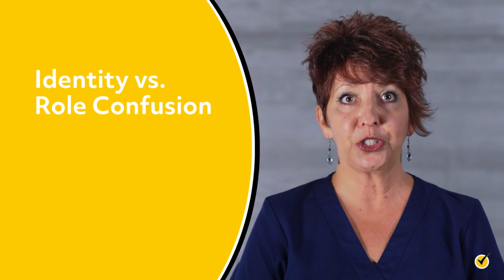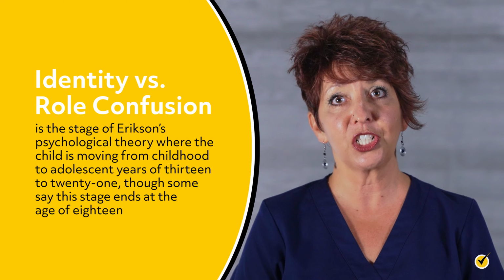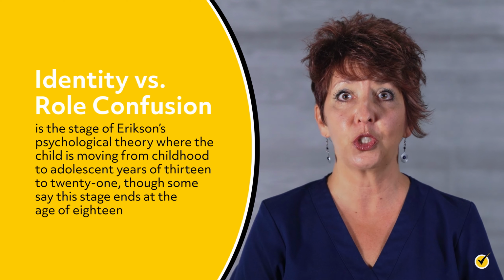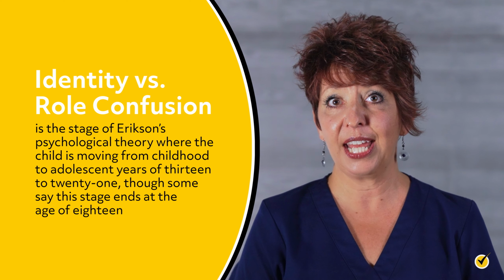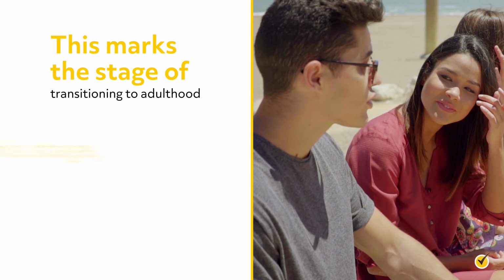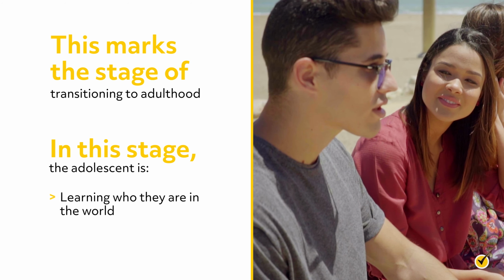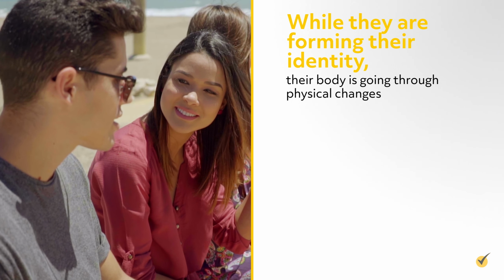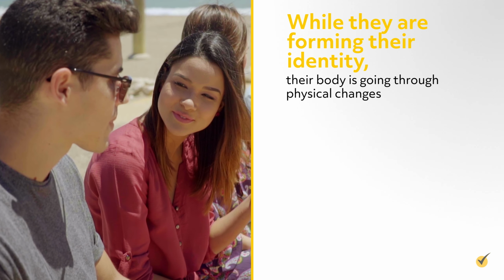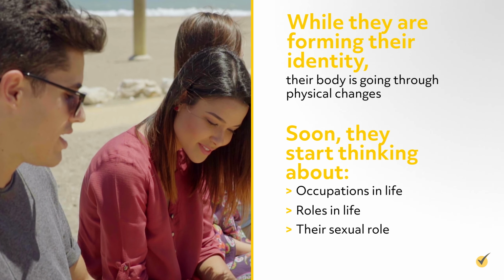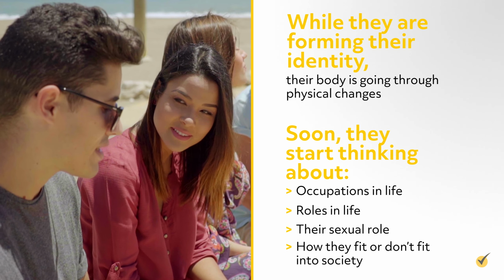Identity versus role confusion is the stage of Erikson's psychological theory where the child is moving from childhood to adolescent years of 13 to 21, though some say the stage ends at the age of 18. This marks the stage of transitioning to adulthood. In this stage, the adolescent is learning who they are in the world and asking the big questions, like what is their purpose? While they are forming their identity, their body is going through physical changes. Soon, they start thinking about occupations in life, roles in life, their sexual role, and how they fit and don't fit into society.